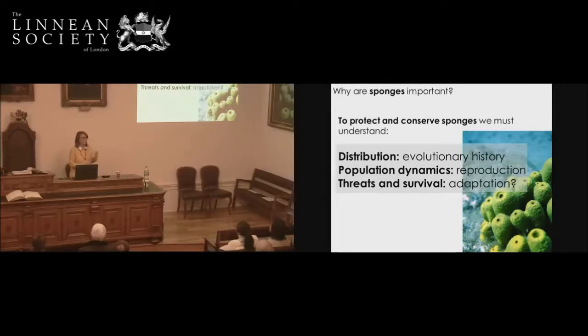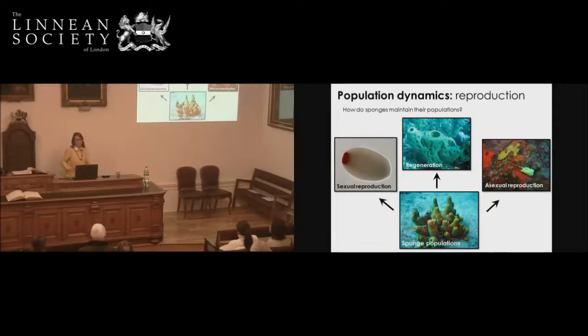So if we want to protect and conserve them, we need to study them more. We need to know about their distribution, about their evolutionary history. We need to know about their population dynamics, about their reproduction. And of course, we need to understand what the threats for sponges are and how sponges can survive these threats, if they can. We don't know. And in this sense, it is really important that we start studying adaptation. This is something that has never been done in sponges. We don't know how they can cope with global warming or any other major threats. But today, I'm just going to talk to you about reproduction in sponges. And I'm going to tell you about how sponges maintain their populations.